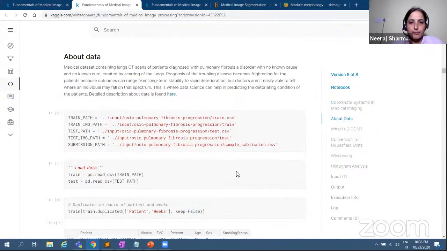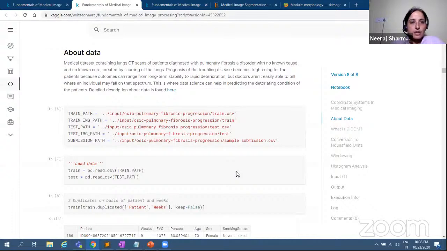Now we will talk about the data. This data is basically of lung CT scans, and I have taken this data from one of Kaggle's competitions, that is OSIC. That competition data gives us the lung CT scans of patients who are diagnosed with pulmonary fibrosis. This is a kind of disorder for which nobody knows the cause and why it happens, and we do not have a cure also. It creates a honeycombing kind of structure in the lungs, that is the scarring on the lungs.